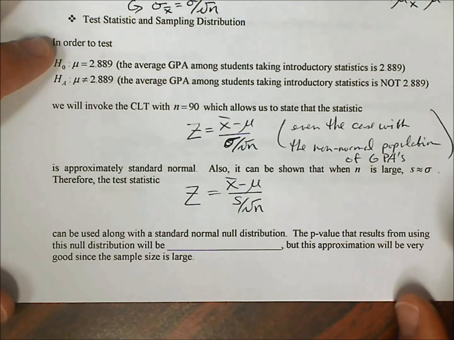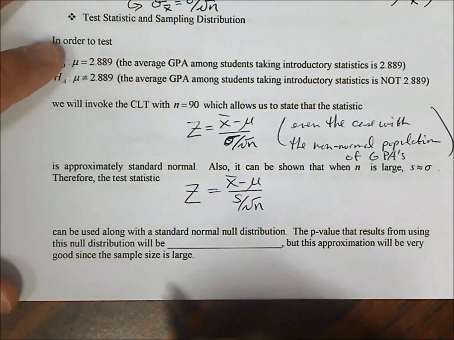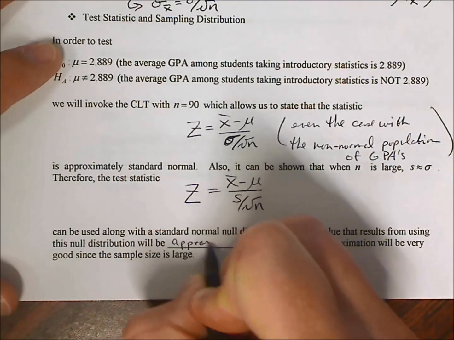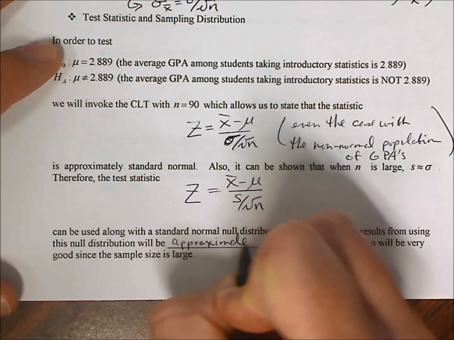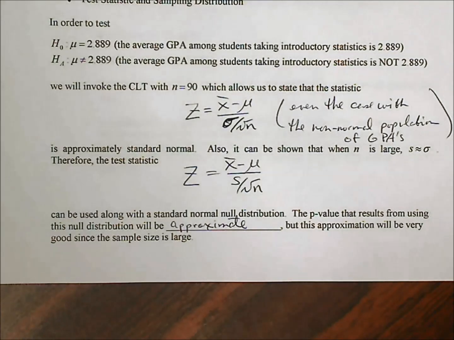Now, because of that, things are approximated. The p-value that results from this null distribution will be approximate, but this approximation will be very good since the sample size is large. Okay, the sample size is 90.